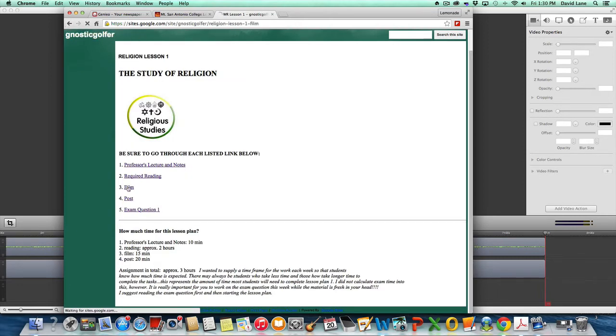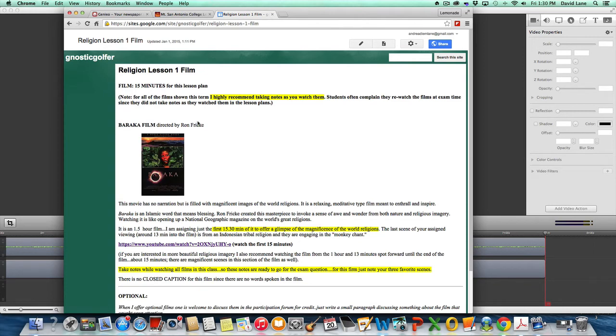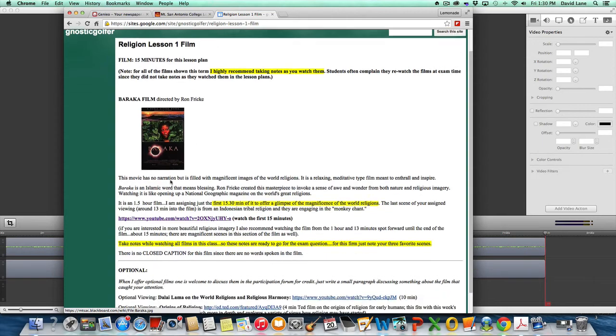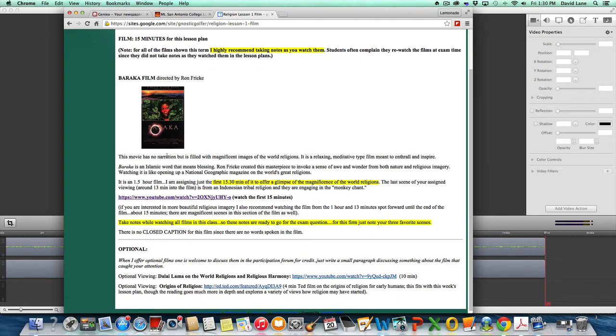And the film here is just kind of to spark your interest in world religions, and it's called Baraka. It's a Ron Fricke film. Ron Fricke has done some great cinematography films, and the word itself, Baraka, means blessing. I believe it's an Islamic word that means blessing, and it takes you around the world and shows you various inspiring religious scenes. The film is like 2 hours long, I believe, and I'm assigning you the first 15 minutes of it. But if you're really interested, if you watch the last 15 minutes, those are my favorite sections of the whole film.